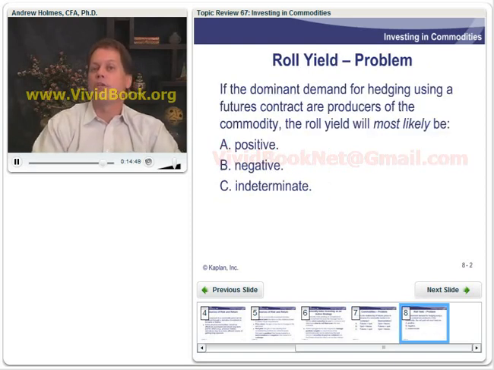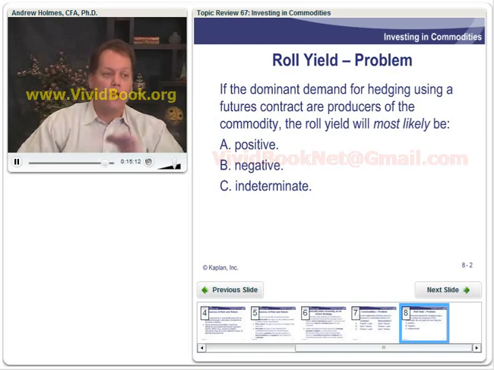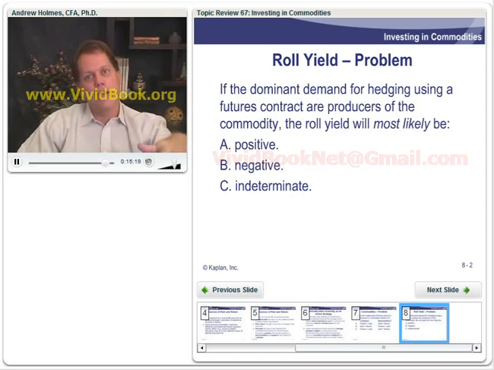If the dominant demand for hedging using a futures contract comes from producers of the commodity, then the roll yield will most likely be A, positive, B, negative, C, indeterminate. Well, if we have the producers of the commodity, the farmers growing the wheat, they're long in the cash or spot market, so they have to short in the futures market. So the producers have to sell, which means they are the dominant force on the hedging side. If you're selling, you're increasing supply, and if you're increasing supply, you're driving down price.